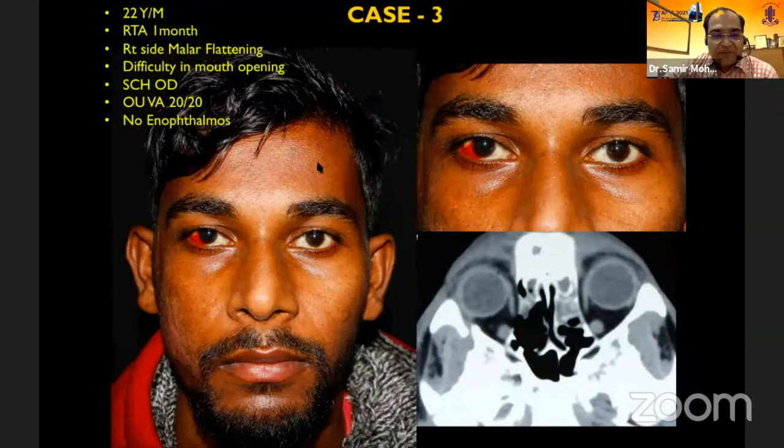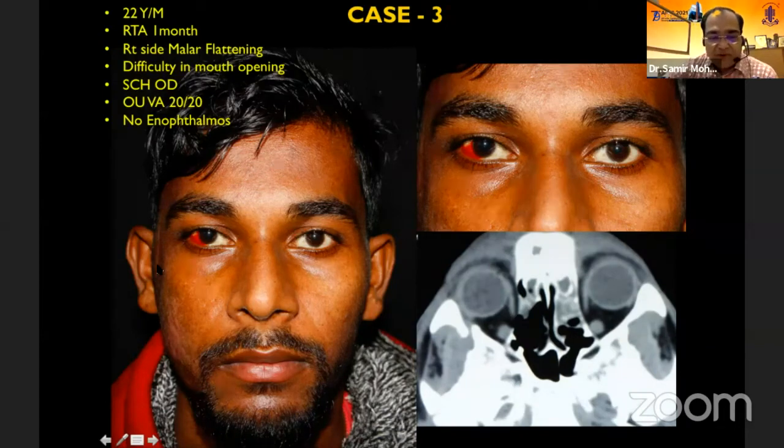So the only complaint he had was this subconjunctival hemorrhage temporally or laterally, and he was unable to open his mouth. He was a regular tobacco chewer, so he was unable to open his mouth, and that was his only complaint. On examination, both eyes had very good visual acuity of 20/20. There was no enophthalmos at all. The extraocular movements were full.